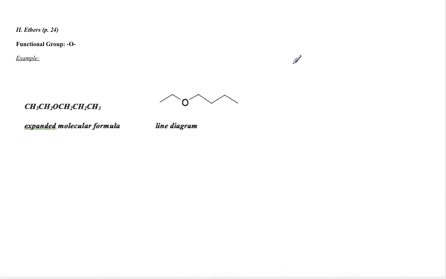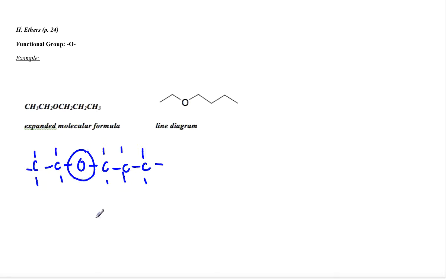Now with ethers, which you'll find on page 24, they are isomers of alcohols. And so what that means is that if we're given a formula, let's work with this one here. I've got this formula, and let's just practice drawing it. I've got CH3, CH2, O, then CH2, CH3, CH3. Okay. So this is not an alcohol because it doesn't have an OH in it. What an ether has is a single bonded O somewhere in the middle of the chain.